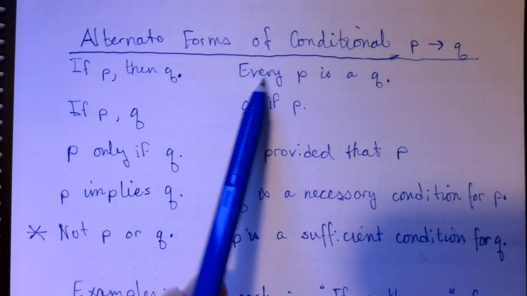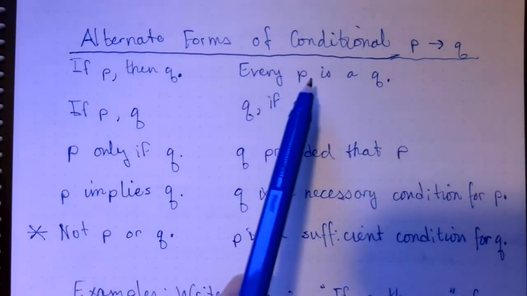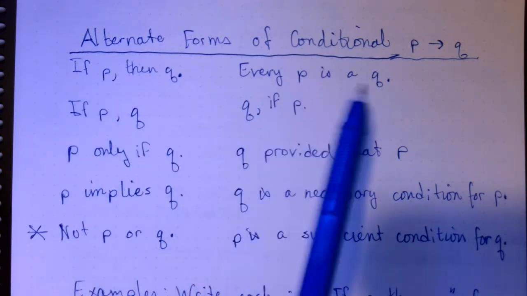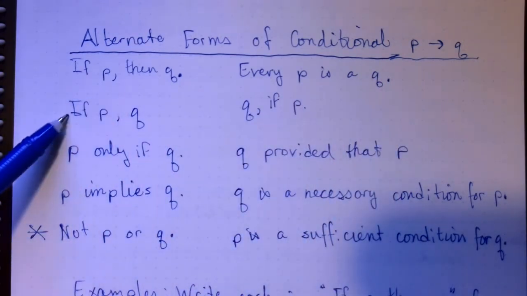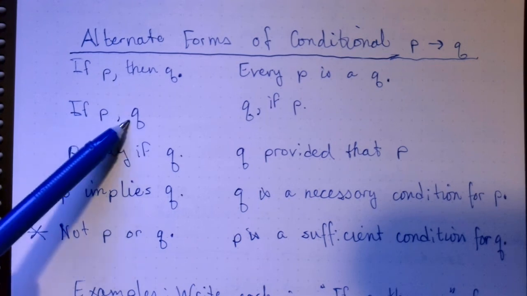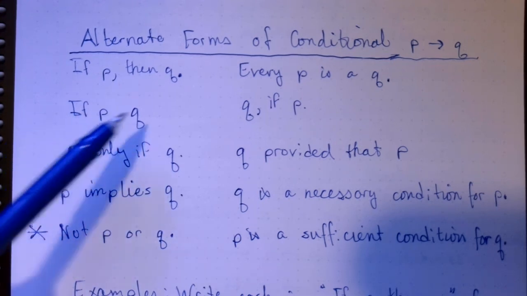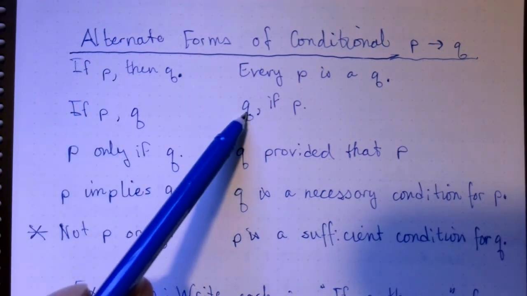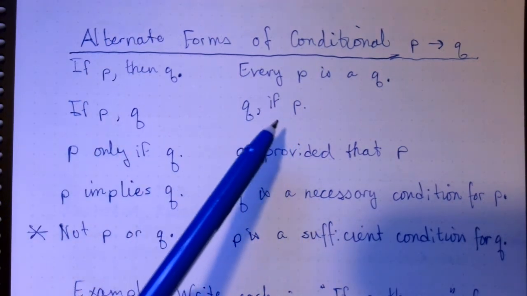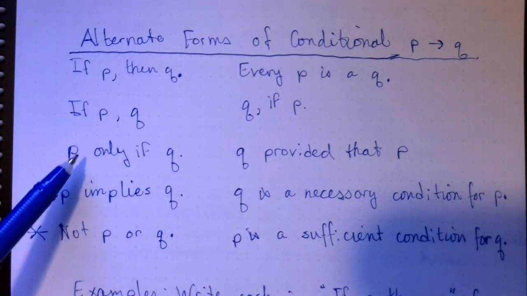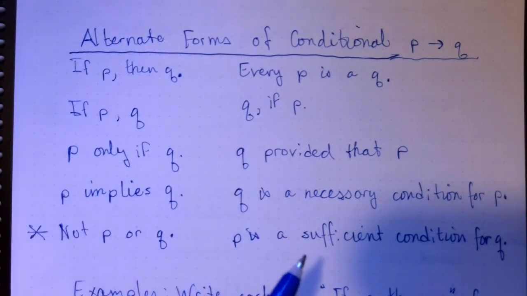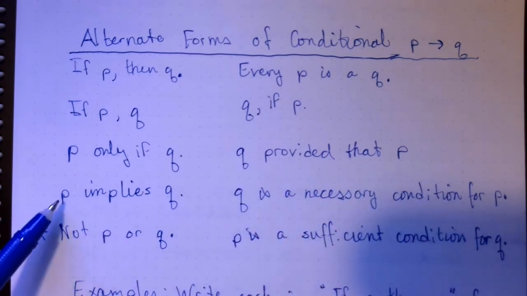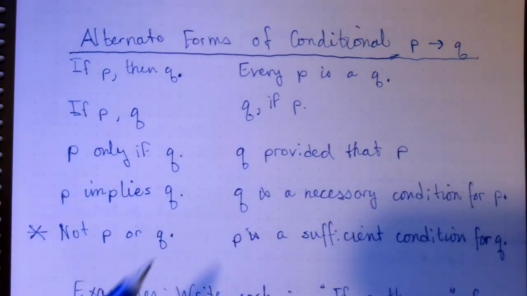Equivalent to that is every poodle is a dog, right? A poodle is a special type of dog. So if you have a poodle, then you have a dog. Every poodle is a dog. If it's a poodle, then it's a dog. If it's a poodle, it's a dog, right? You don't have to say the then. It's a dog if it's a poodle. Poodle only if it's a dog. It's a dog provided that it's a poodle. It's a poodle implies it's a dog.